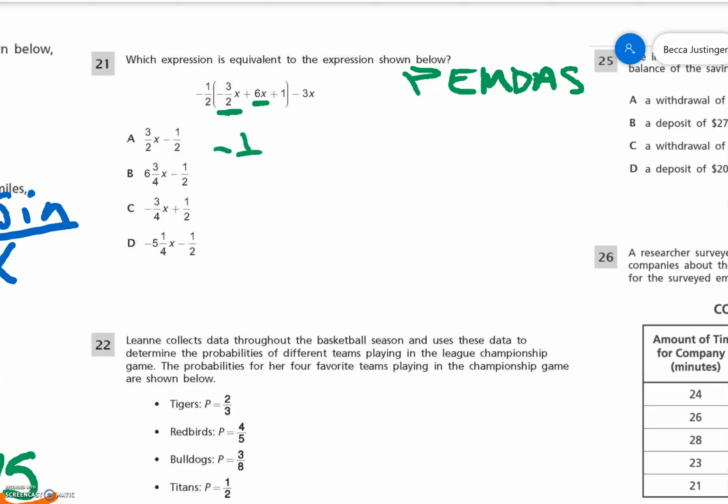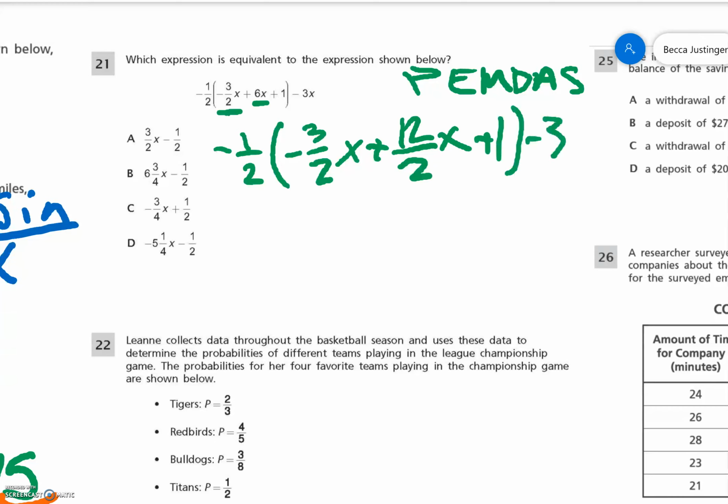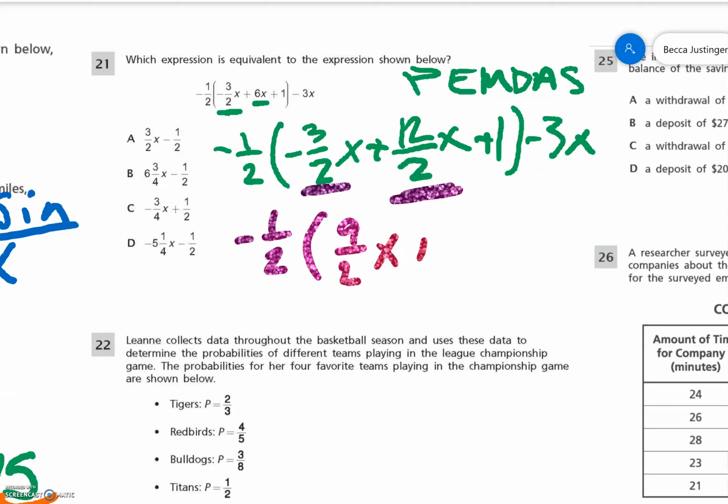So I've got -1/2, -3/2 x, and I want to add it to that 6x. So I'm going to make 6x 12/2. So 12/2 is equal to 6 plus 1 minus 3x. I can combine like terms. -3/2 x and 12/2 x. So I'm going to leave my 1/2, -1/2. And -3/2 plus 12/2 is 9/2 x plus 1 minus 3x.